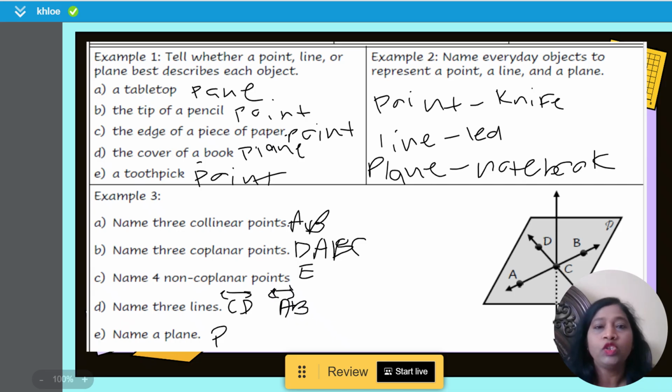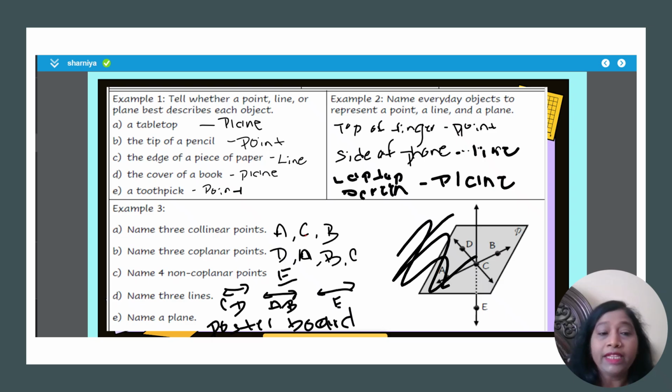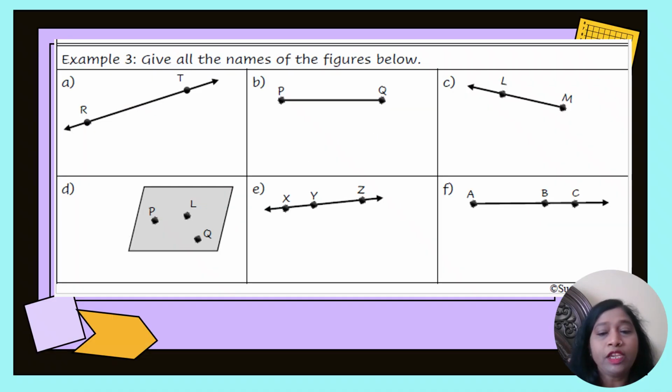Very nice. Super. I can see one more student's work, Sharnaya. Very good, Sharnaya. I'm so impressed. Thank you so much for giving me your work. So I can see your work.